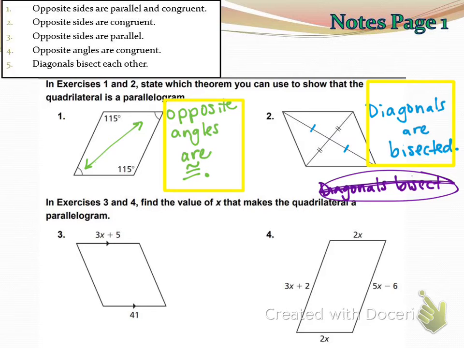That would be fine. Number 3 and 4, find the value of x that makes the quadrilateral a parallelogram. So in number 3, if this is a parallelogram, what do we know about 3x plus 5? It would equal 41. They'd be the same length because they're opposite sides, and they would be congruent. So then to find x, you would subtract 5. What is 41 minus 5? 36. And so then x would be 12.